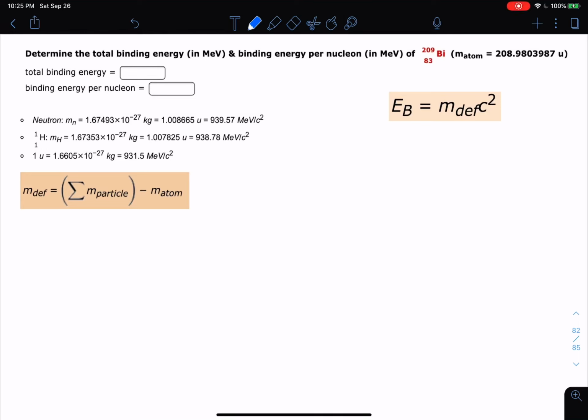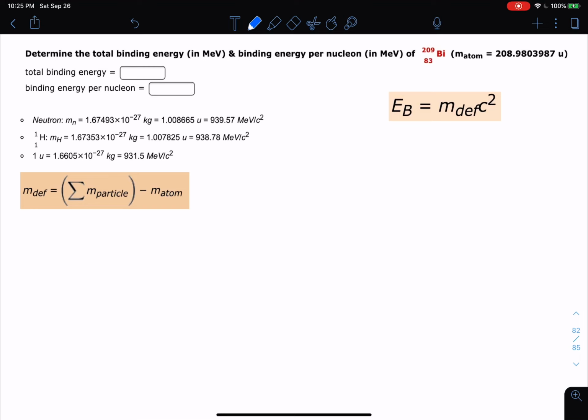Determine the total binding energy in mega electron volts and binding energy per nucleon, also in mega electron volts, of bismuth 209. I wanted to go over this problem because I wanted to take the time to talk about some of the concepts that are involved in this particular problem. There are some stumbling blocks along the way, and I just want to help you avoid them.